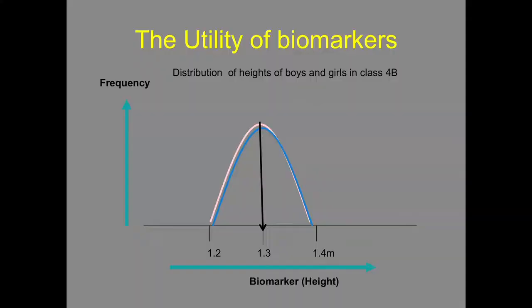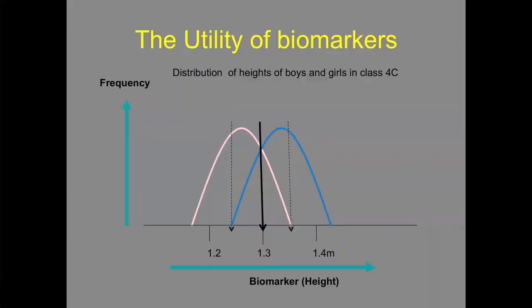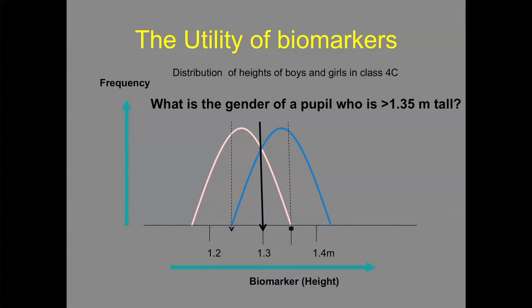If you look at this distribution, on the other hand, where there's complete overlap, and I ask the same question, you would not be able to tell me whether it's a girl or a boy. And then this more real-world example of distributions where boys at that particular age are likely to be slightly taller. There is an overlap, but if I were to ask you what is the gender of a pupil who is greater than 1.35 metres tall, the likelihood is that individual would be a boy. And if I asked you what is the gender of a pupil who was less than 1.25 metres tall, the likelihood is that would be a girl.